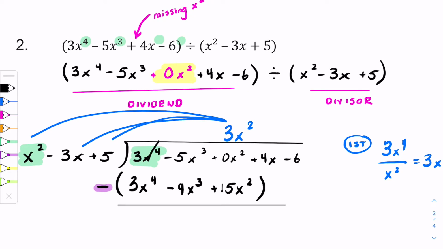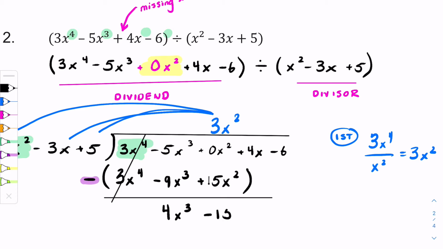To subtract, you have 3x to the fourth minus 3x to the fourth, which is 0. Negative 5x cubed minus negative 9x cubed is the same as adding 9x cubed, which is 4x cubed. 0x squared minus 15x squared is negative 15x squared. And you bring down your next term. The next term is positive 4x.